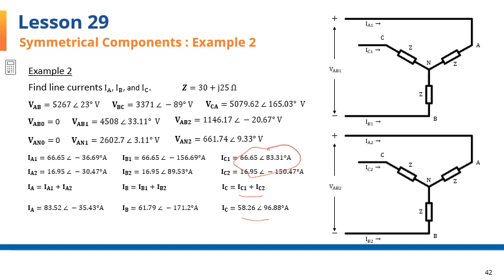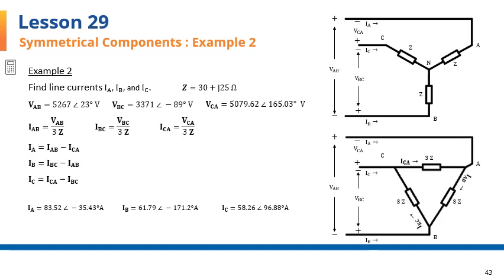Note that even though the load is balanced, the currents are not, because the voltages were not balanced. As an exercise, I'm going to suggest another way to solve this problem. You can convert the load into its equivalent delta load. Just remember that the impedance of each phase of the delta load is 3 times the impedance of each phase of the Y load, if they are to be equivalent.